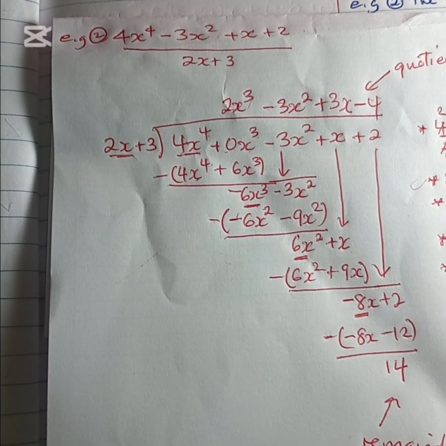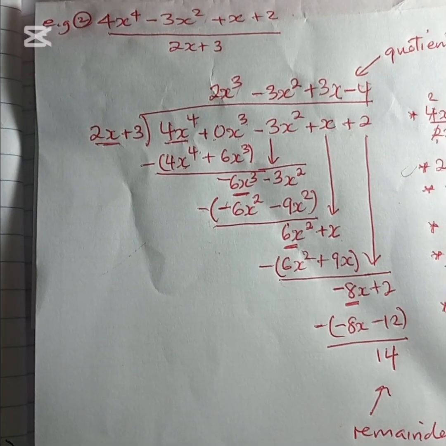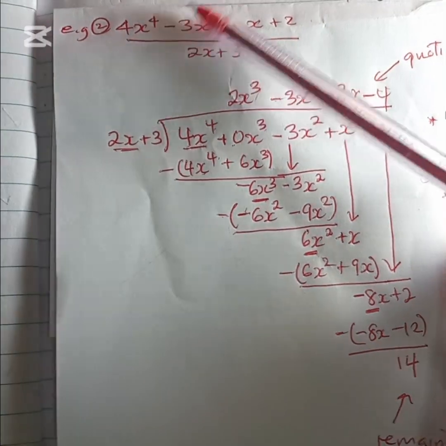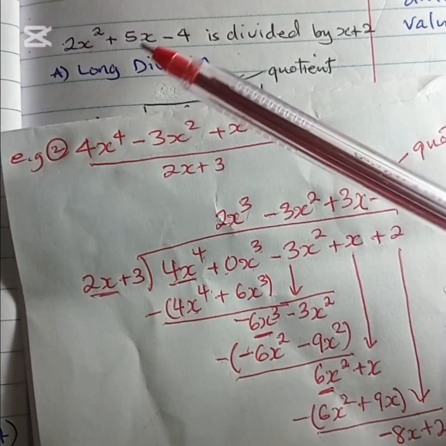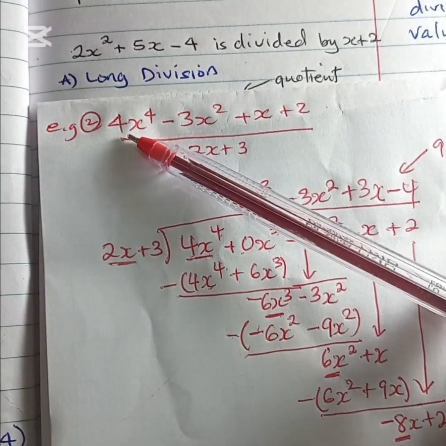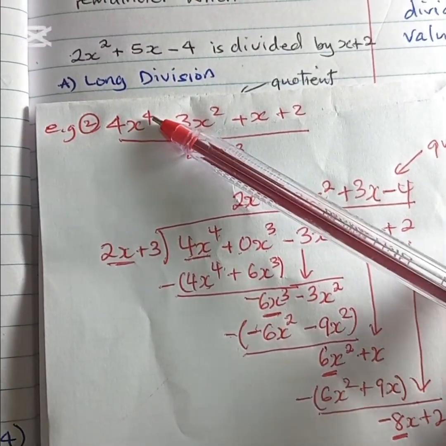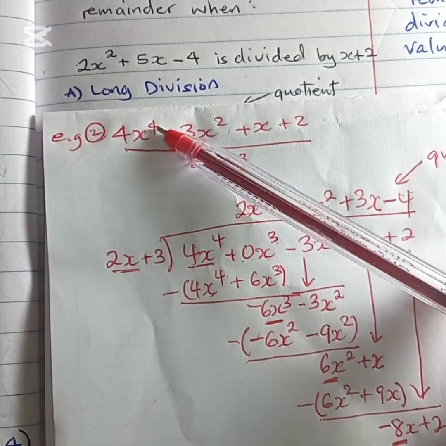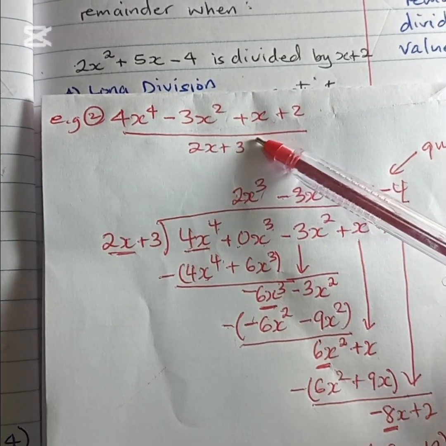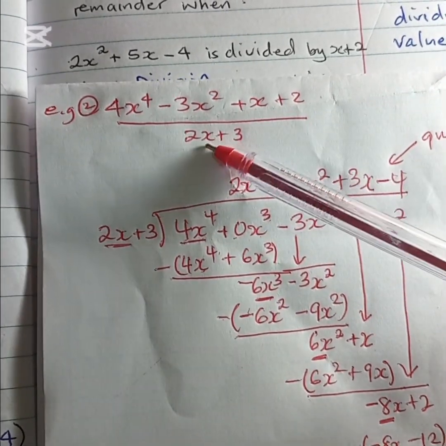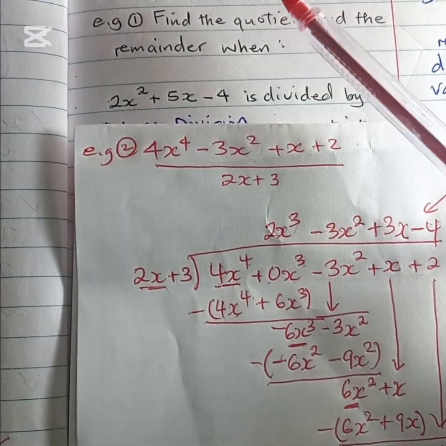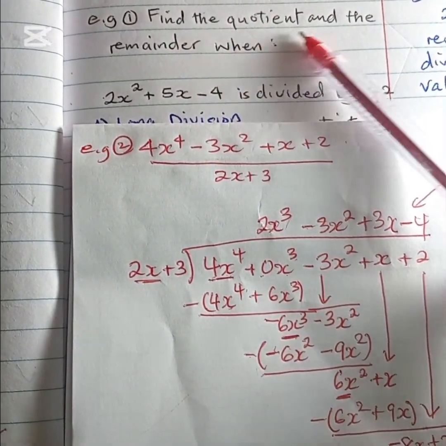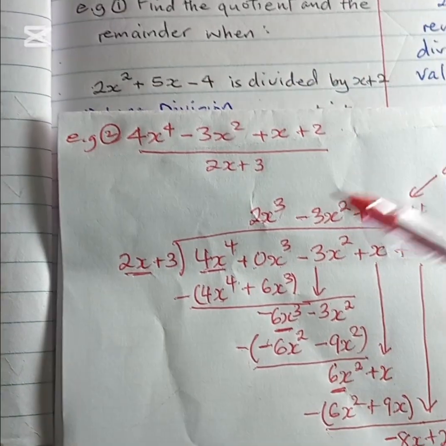Alright, let's look at the second example where the polynomial is a quartic one, where the highest power is 4. So we have 4x to the power 4 minus 3x squared plus x plus 2 dividing by 2x plus 3. And the question is still the same. Find the quotient and the remainder.